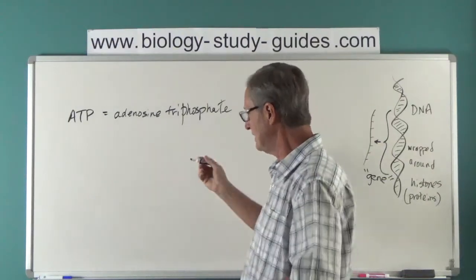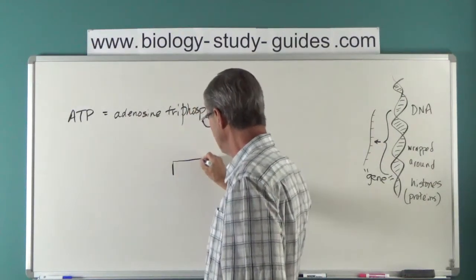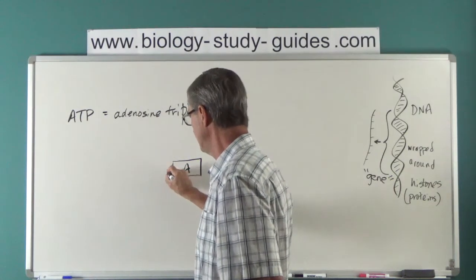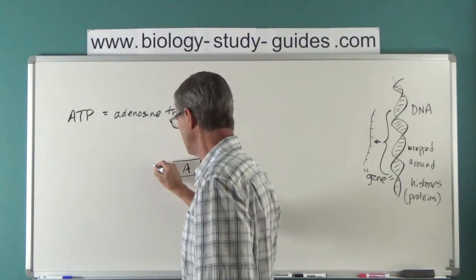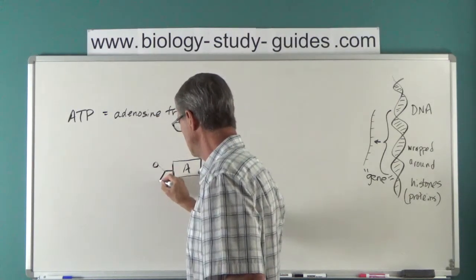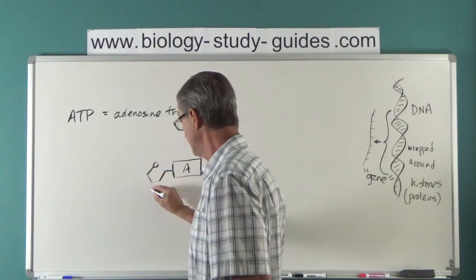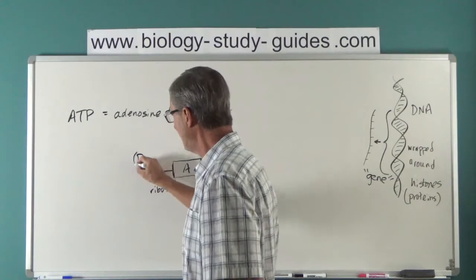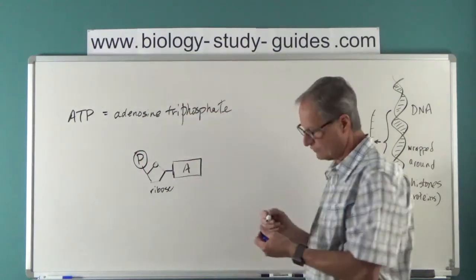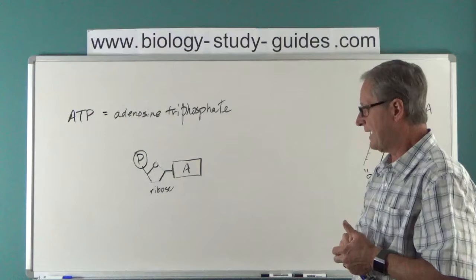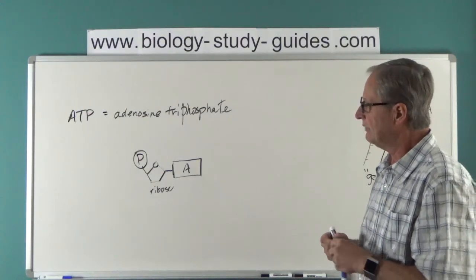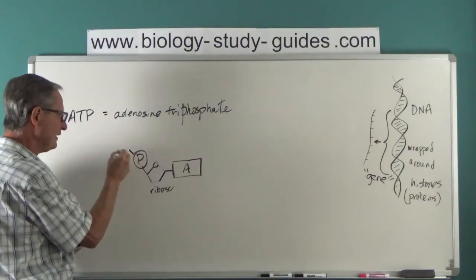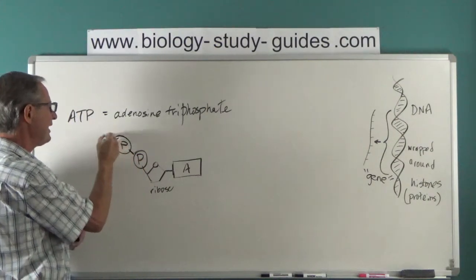Adenosine triphosphate is the adenine base bonded to the sugar, ribose. It's a ribose sugar. And this is bonded to a phosphate. That would be a nucleotide for RNA, an RNA nucleotide, but we've got three phosphates. This one is bonded to another one, which is bonded to another one.